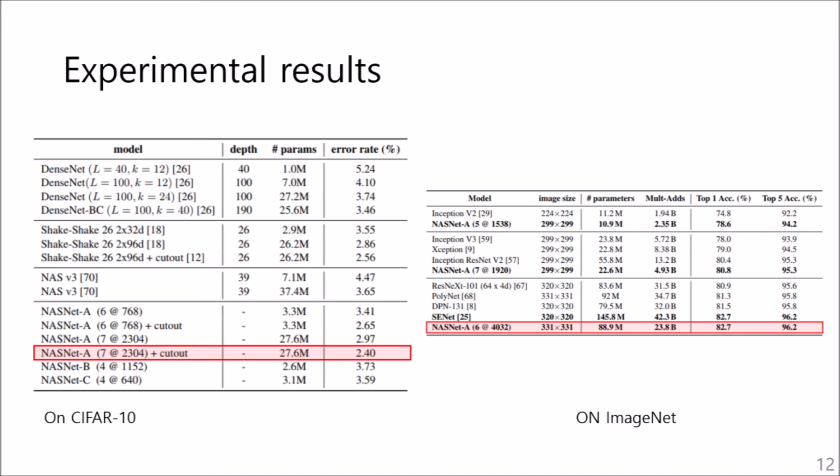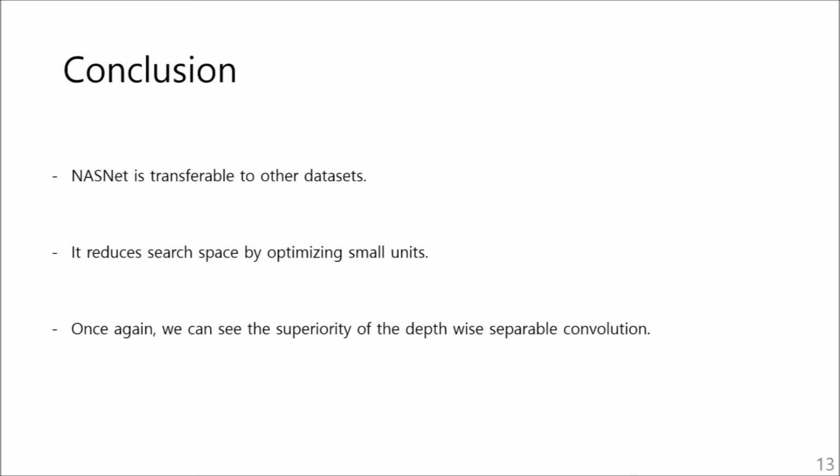Second, comparison with state-of-the-art models on ImageNet. They didn't find the optimal network with the ImageNet dataset because of the large scale of the dataset. They just referred to the structure that worked well on CIFAR-10. However, they achieved the highest performance among existing networks with a significantly smaller number of parameters compared to the former state-of-the-art model named SENet.